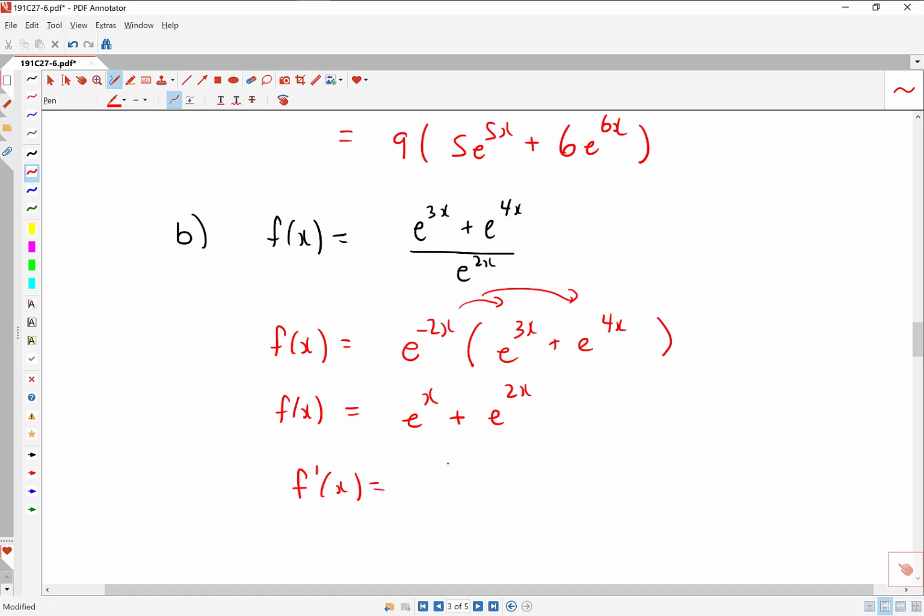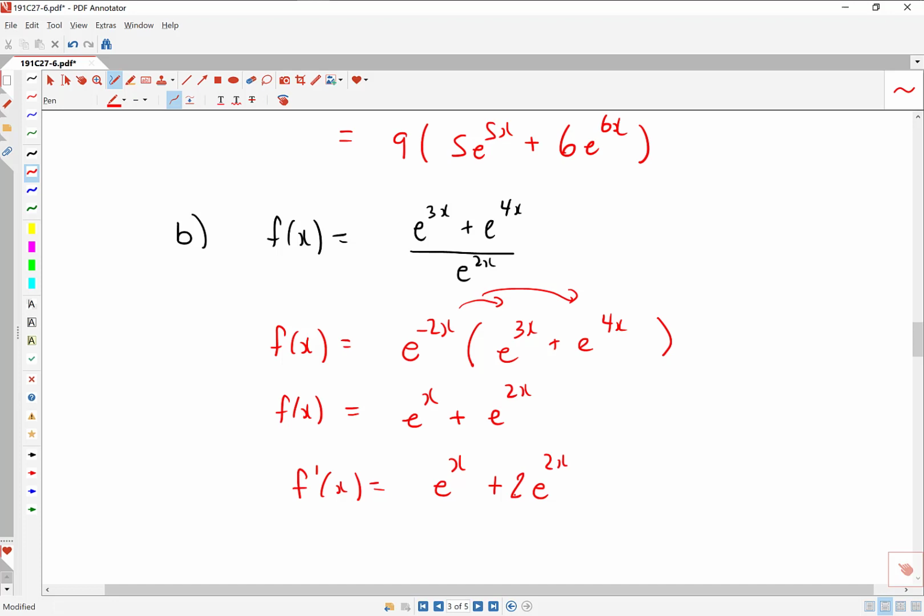Okay, so derivative of e^x, that's going to be ln e, which is 1, times e^x, times the derivative of the exponent, which is 1. So derivative of e^x is just e^x. Plus, to take the derivative of e^(2x), you'd have ln of e, which is 1, times e^(2x), times the derivative of what's in the exponent. So we get 2e^(2x). And there's our answer there, e^x + 2e^(2x).